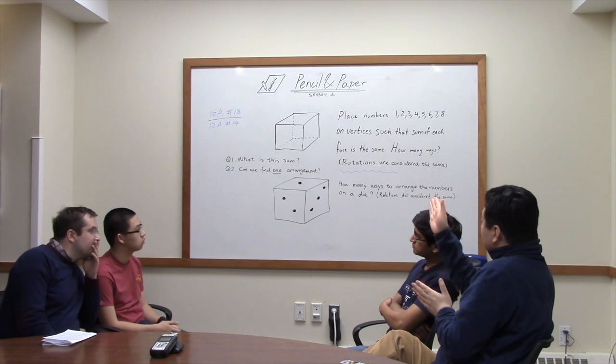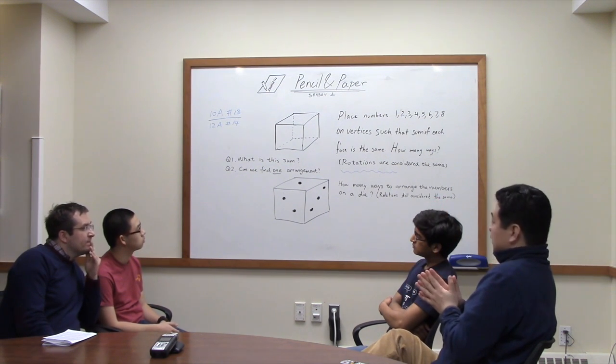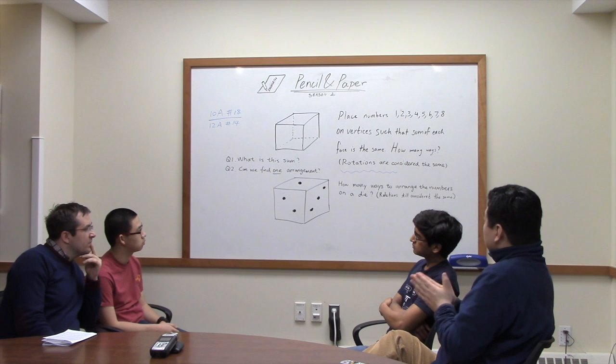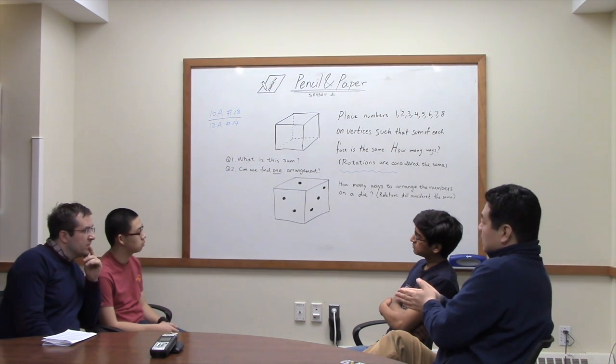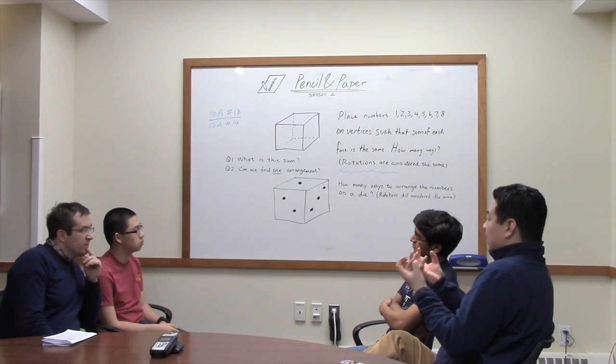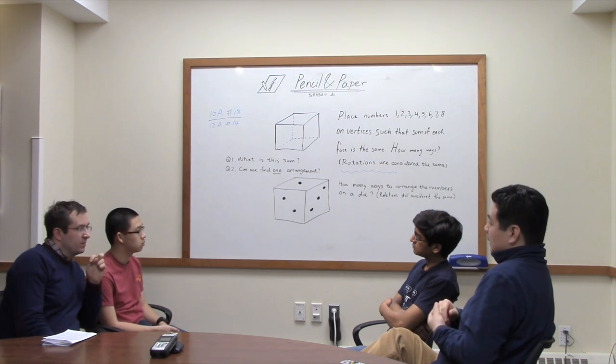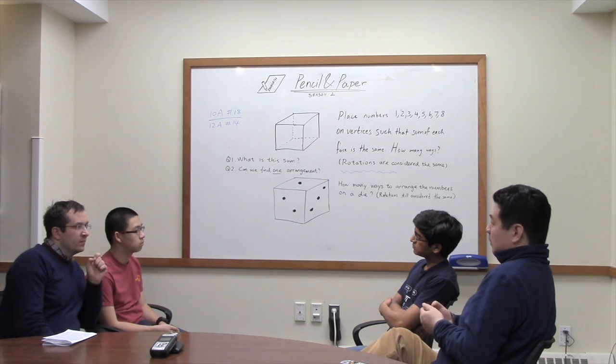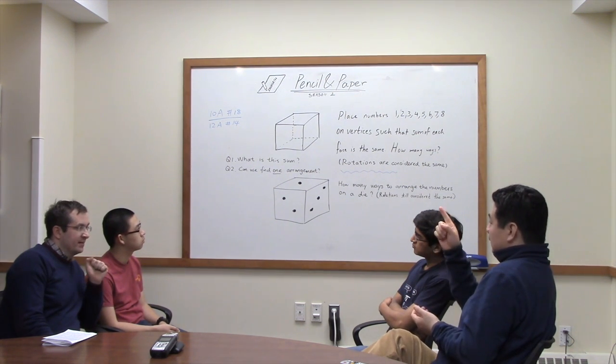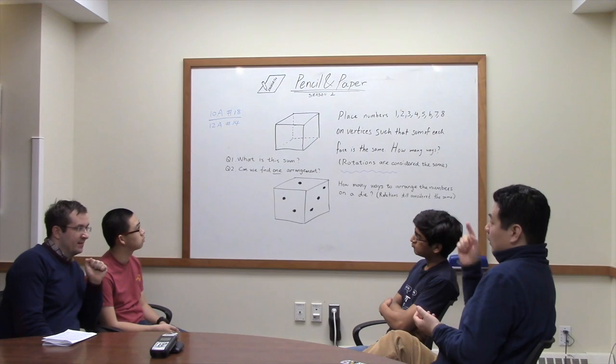So we give you another similar problem, but an easier version. How many ways to arrange numbers 1, 2, 3, 4, 5, 6 on a die? And they could become a different die, right? And the rotations can be considered the same. And think about those 3 problems, and I think those 3 questions will help you to solve this problem.